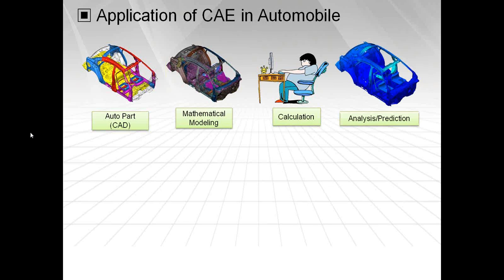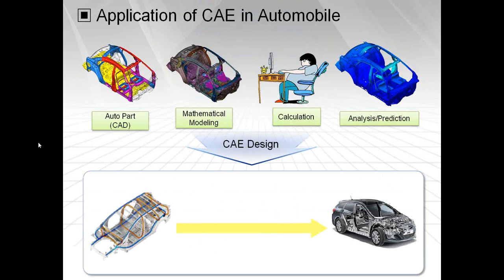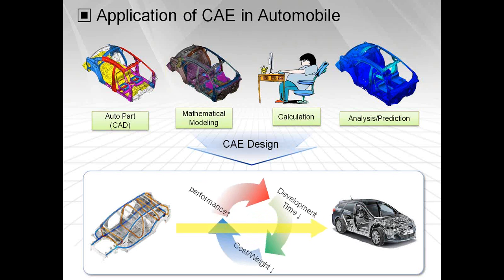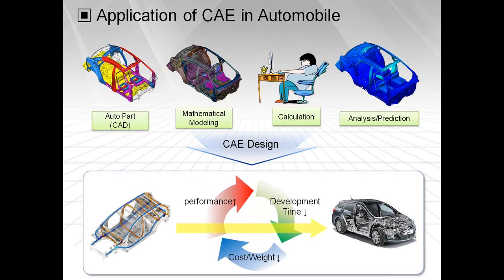Don't ask me why I choose this picture, but maybe you know. Okay, so all that make the CAE design. So the purpose of this is to go from a 3D model to the production of a real car. And the CAE will help in three things. It will improve the performance of the analysis, it will decrease the development time, and also decrease the cost and the weight of your system.